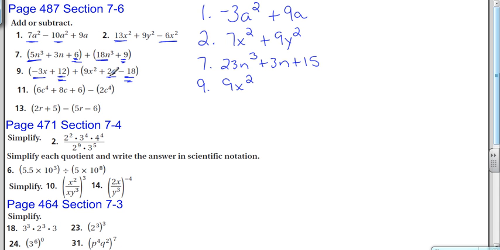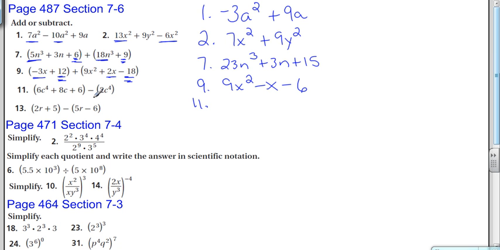So negative 3x plus 2x, different signs subtract. So 3 minus 2 is 1. Keep the sign on the 3. So that'd be a negative x. And then positive 12 minus 18, different signs subtract. Keep the sign on the 18. So that'd be a negative 6.